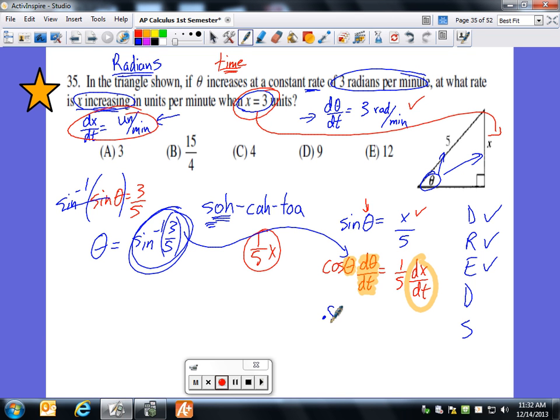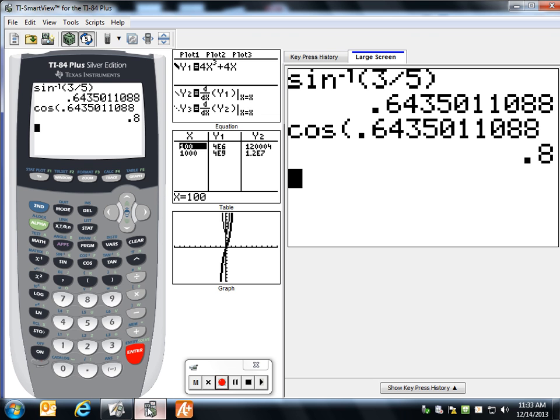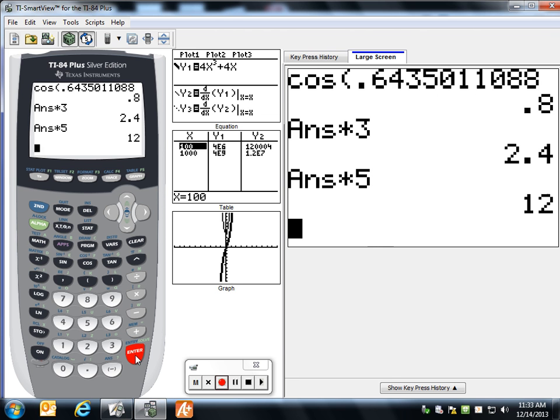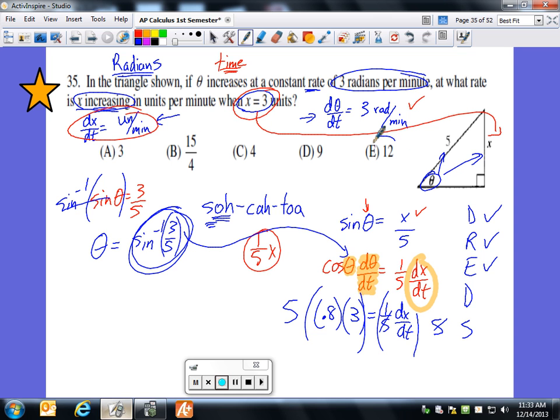So 0.8 times this d theta dt of a positive 3 is equal to 1/5 dx dt. So all I need to do is multiply it by 3 and then multiply both sides by 5, because I'm trying to get rid of this fraction here. So 0.8 times 3 times 5, and that's dx dt. So 0.8 times 3 times 5, and I get 12 as my answer. So the answer is E.